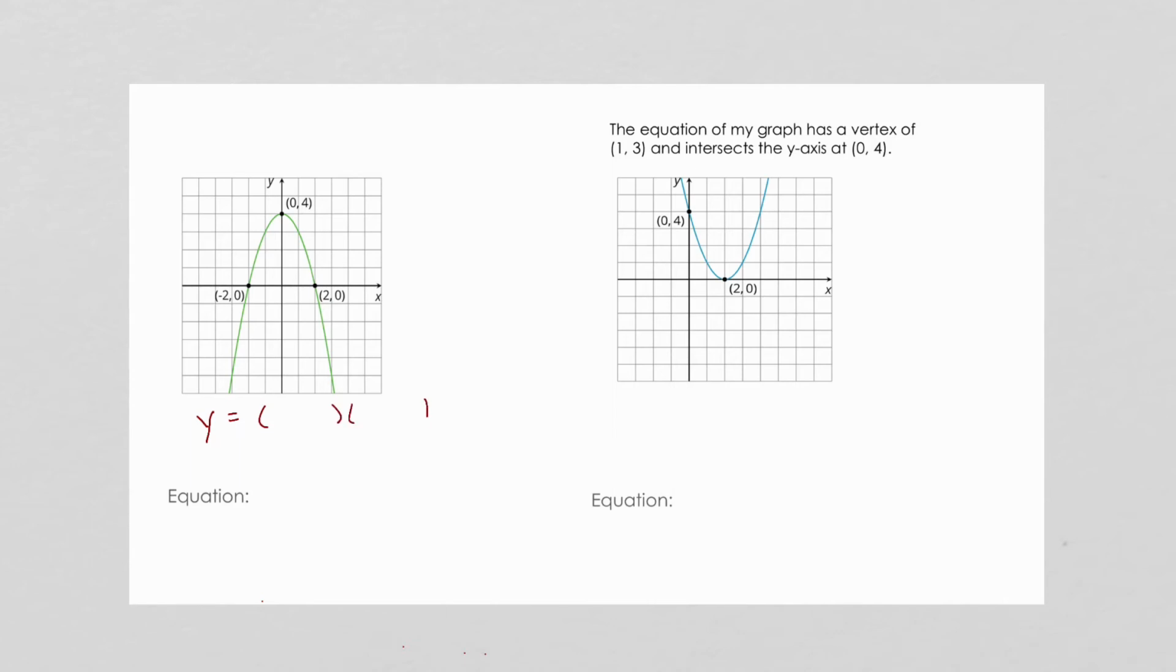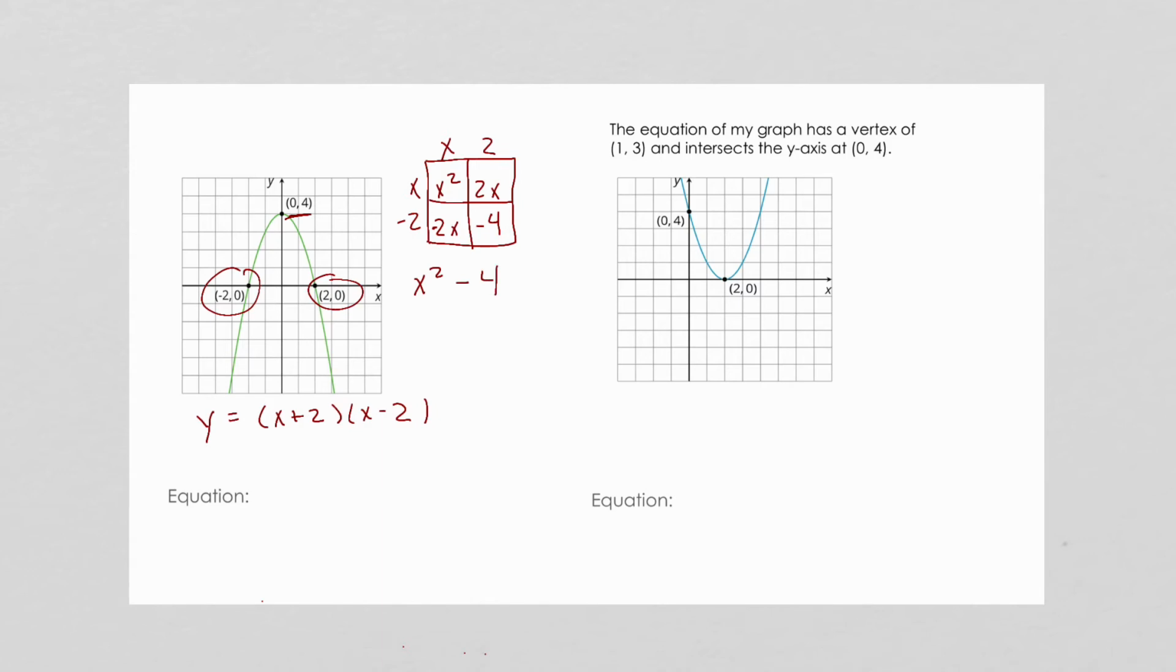If I were to write it like this, I would have, because these are my x-intercepts, (x + 2)(x - 2). But now I need a vertex of (0, 4), so let's verify that this works. We can convert it to standard form like this. If we multiply x + 2 and x - 2, we end up with x² + 2x - 2x - 4. So that gives me x². My 2x minus 2x just becomes 0, minus 4.